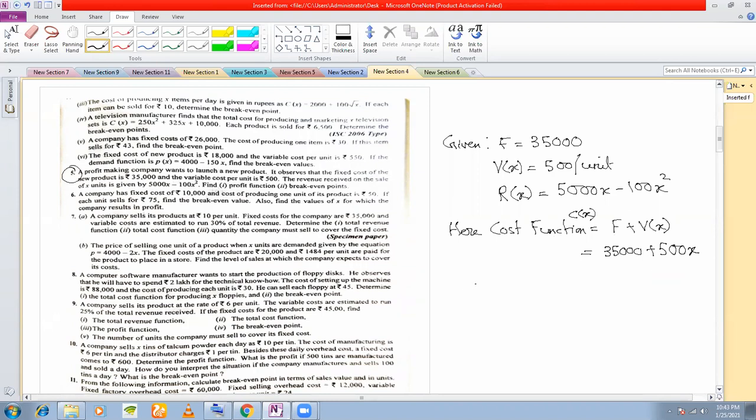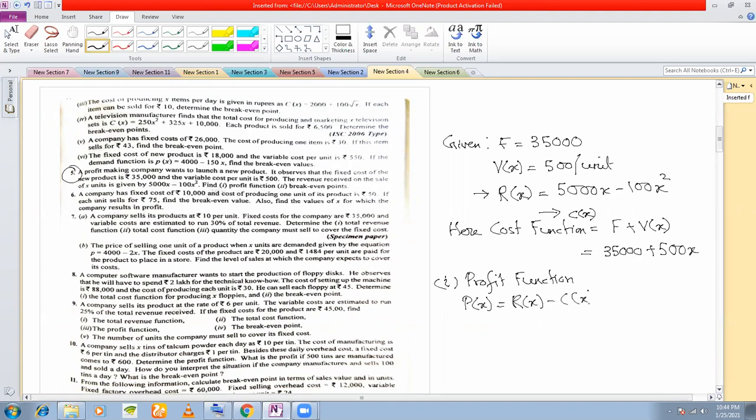You've got the cost function. Now you know the cost function, you know the revenue function. Therefore, you can find out the first question, the profit function. What is the profit function? R of x minus c of x. So profit function P of x is equal to R of x minus C of x.